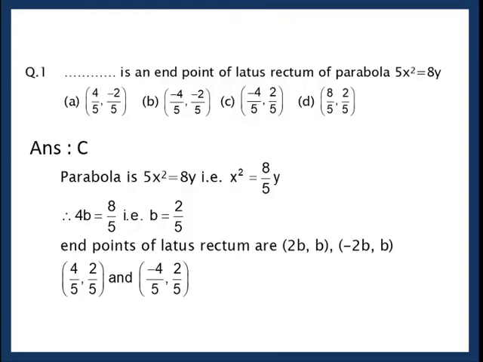Now, the first MCQ: an endpoint of latus rectum of parabola 5x square equal to 8y. Now parabola is 5x square equal to 8y. Write the equation in standard form. Compare that with x square equal to 4by to get 4b equal to 8 upon 5. So what is b? 2 upon 5. Now what are the endpoints of latus rectum?